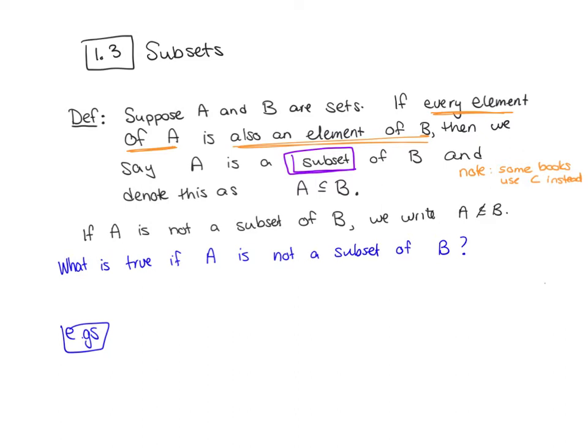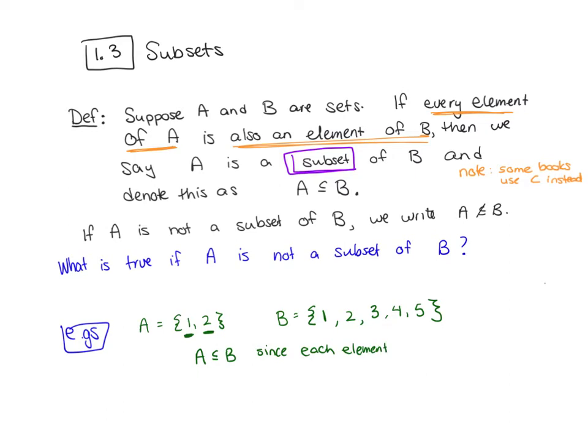So let's think about an example, and then we'll go back to the rest of that definition. I could have A equal to {1, 2}. And then let's think about what B can be equal to. I need every single element of A to also be an element of B. So B must have all of those same elements, but B is allowed to have extra elements as well. So in this case, A is a subset of B since each element of A, just 1 and 2, is also in B.